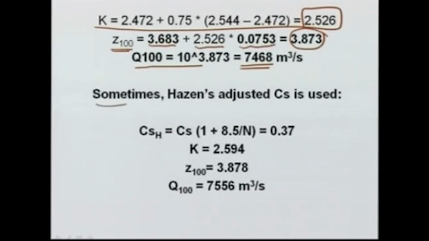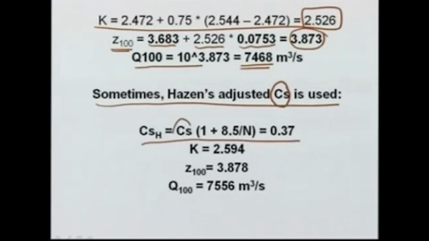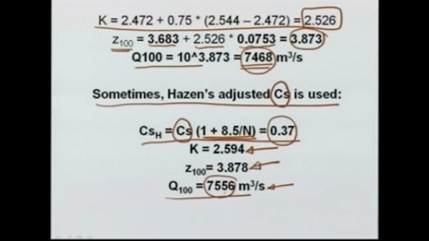Now, sometimes since it is a finite data set, the CS value is adjusted. Hazen has proposed this modification in which the CS is modified by this factor of 1 plus 8.5 over n. N is the number of years of record, in this case the number of data set is 25. So, 1 plus 8.5 divided by 25 into CS will give us a value of 0.37. For this value, again from the tables we can obtain the value of K, Z100 and Q100. In this case it becomes a little more than this value, but still close to 7,500.